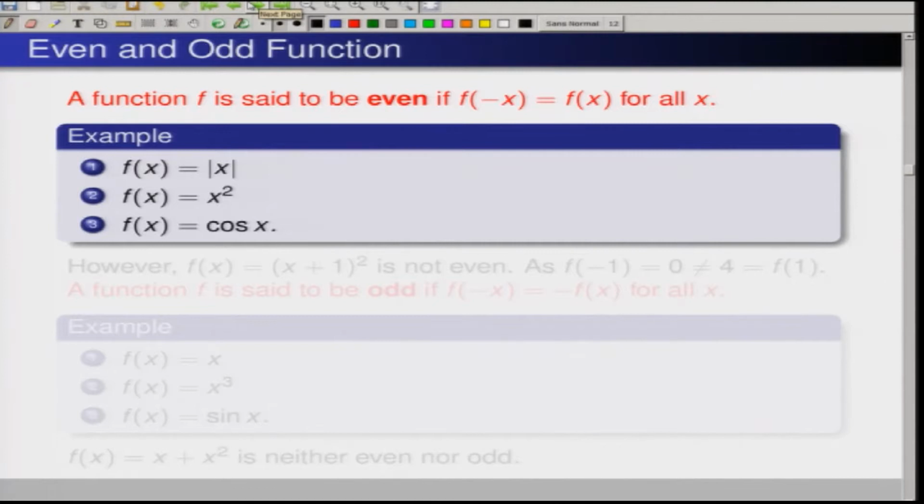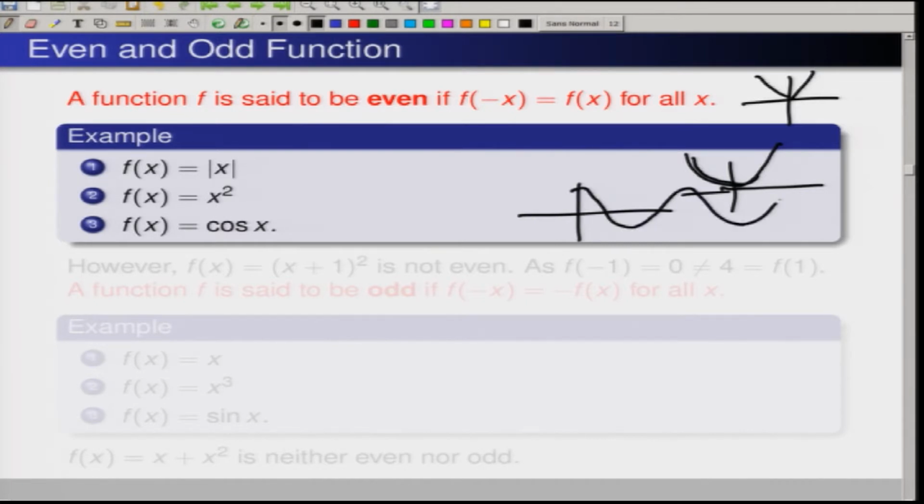So, what are the examples of this function? f of x equal to mod x, as we have seen, and f of x equal to x square, where f of minus x is going to be f of x, and f of x equal to cos x. Now this cos, on this side, is just the symmetry like this.